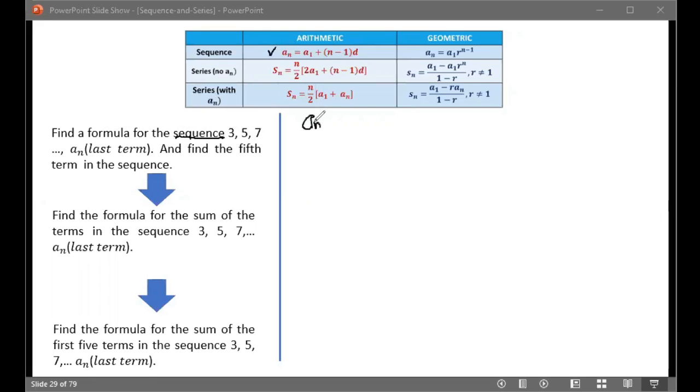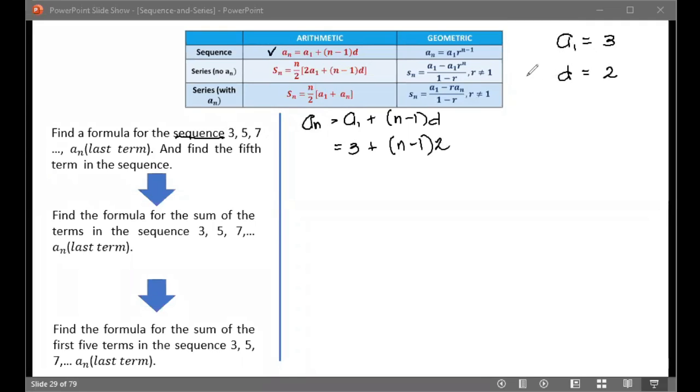We have a sub n is equal to a sub 1 plus the quantity of n minus 1 times d. We will identify the values of a sub 1 and d. A sub 1 is 3, that's the first term. D is the common difference, yung ina-add mo for every term, and that is 2. We substitute now here. You'll have 3 plus the quantity of n minus 1 times 2.